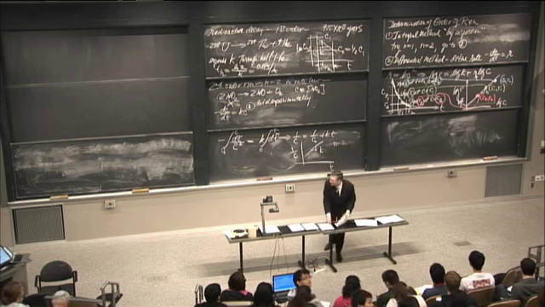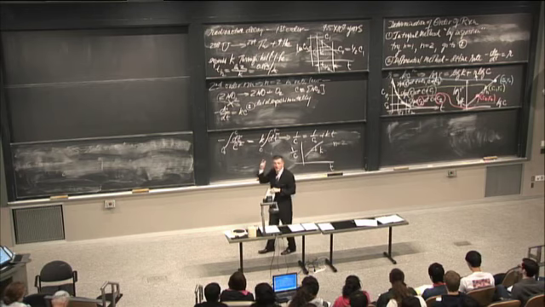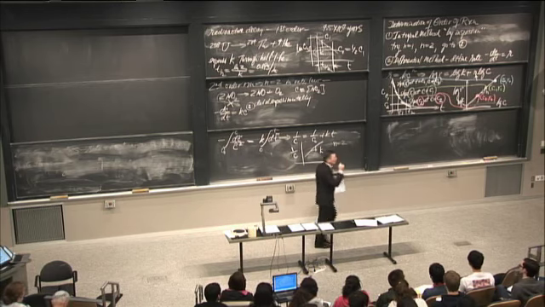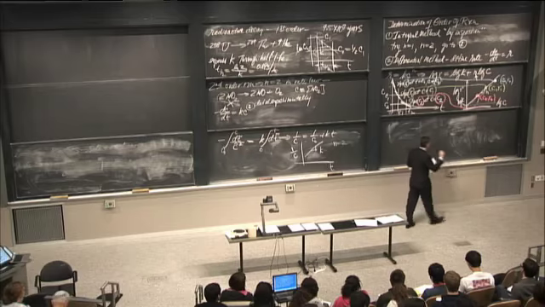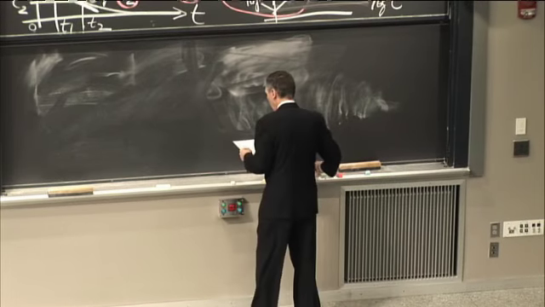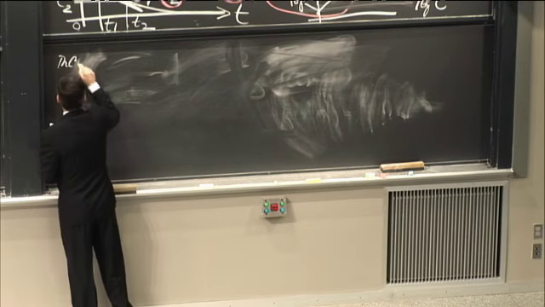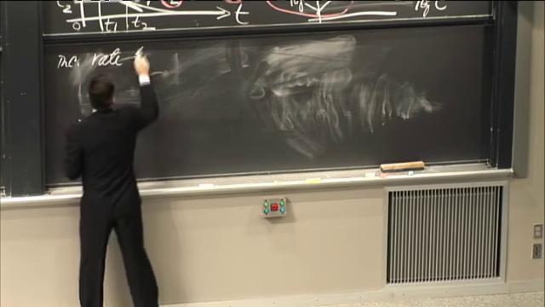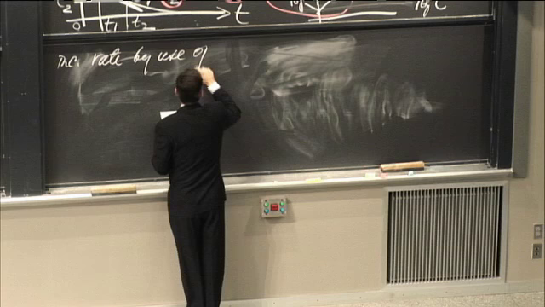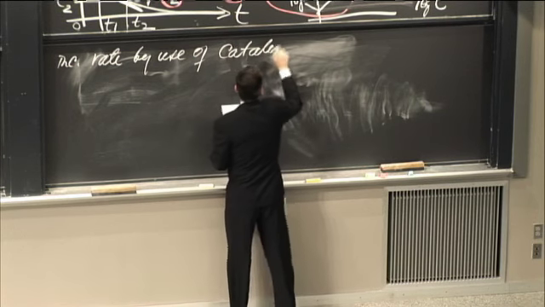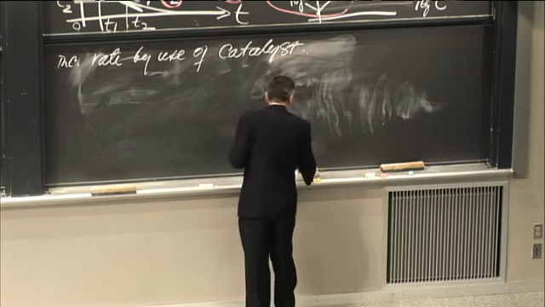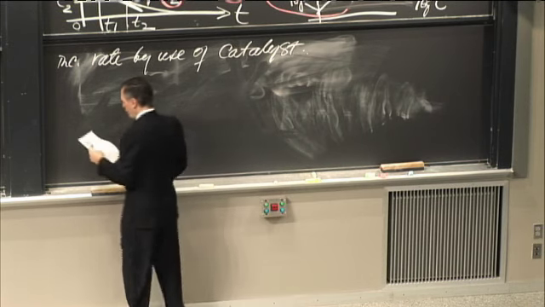So last thing, we talked about increasing the rate of reaction by increasing the temperature and increasing the concentration. There's one more thing we can do, and what we can do is use a catalyst. Increase rate by use of catalyst. Okay, how does the catalyst work?